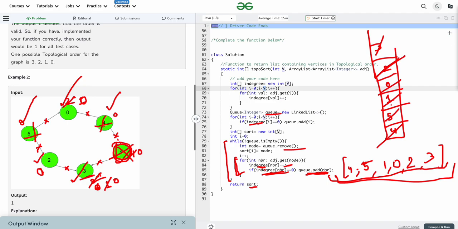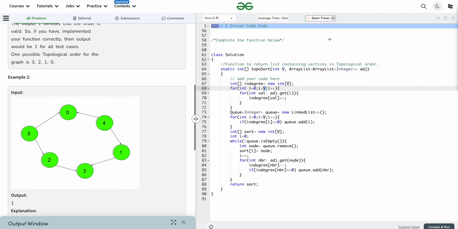Now if we talk about the space and time complexity for this, let's start with the time complexity. We are traversing over the entire adjacency list. So we can say that the number of all the elements inside my adjacency list is nothing but all the edges that I have, into 2.